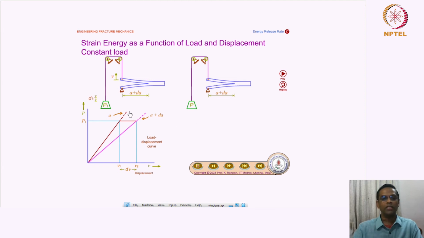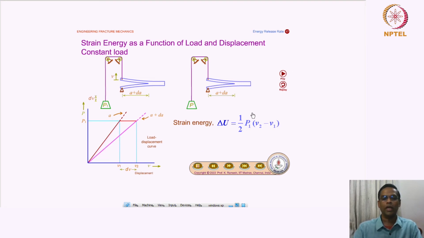In the first case, the initial crack length was A plus dA, and the strain energy is given by this triangle. The earlier crack length was A, so the strain energy is given by this triangle. So that's what we are trying to see now. The change in strain energy, delta U, is this triangle minus this triangle.